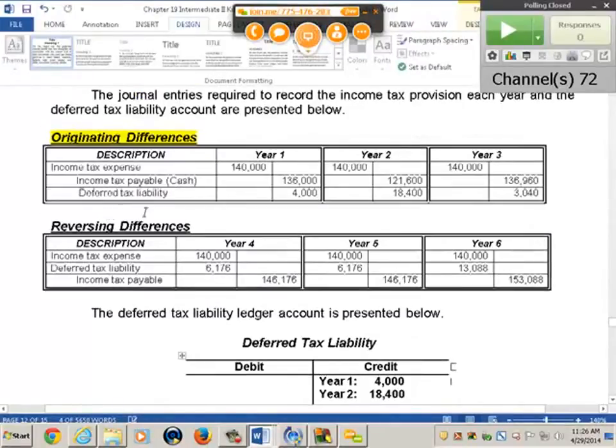So when you look at these entries, in the originating differences, you debit tax expense every year for $140, you credit payable or cash for $136, and then your deferred liability is credited for the provision, the change in that account.